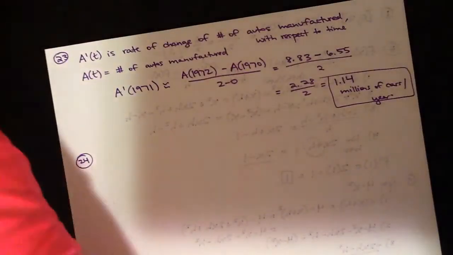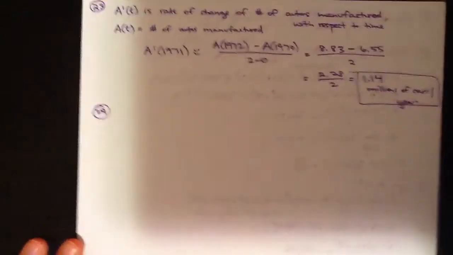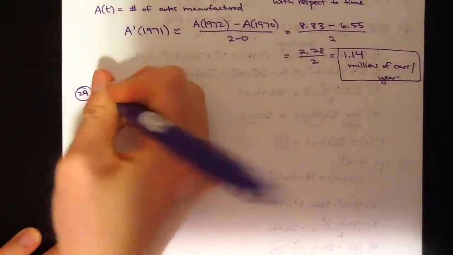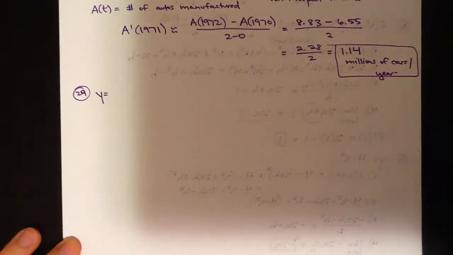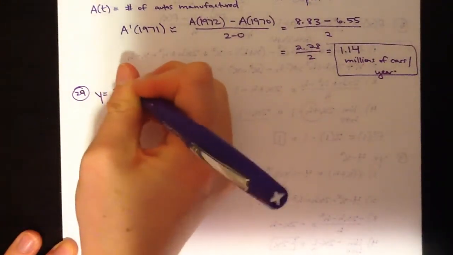Next one, we are doing all of 29 through 34. All right, so let's just switch this to a 29. All right, so these are just pretty basic derivatives. Now again, unless it tells you to do the limit definition of a derivative, you are going to do just the power rules, everything that we learned for the last couple weeks.